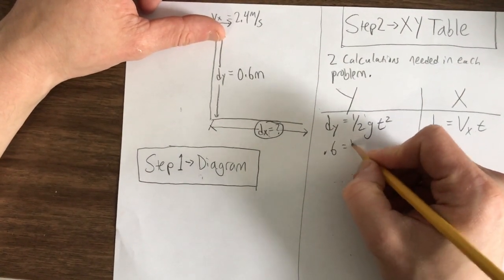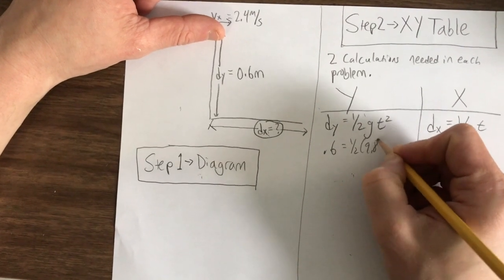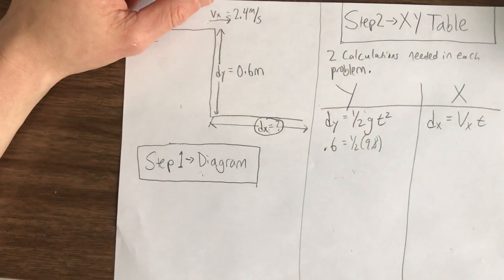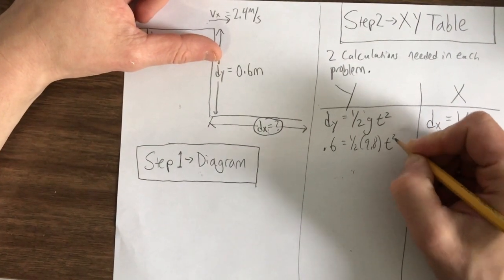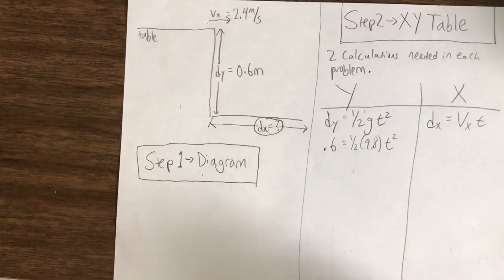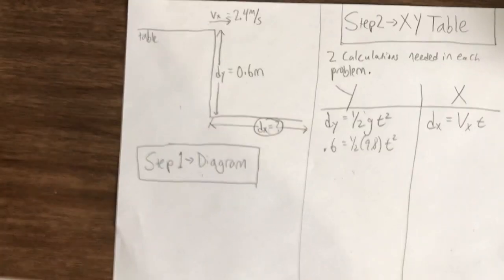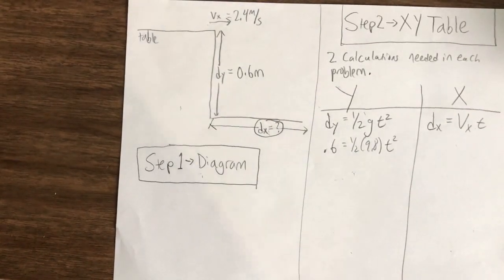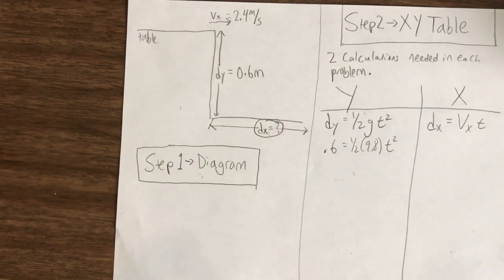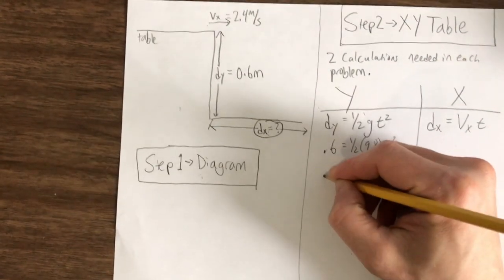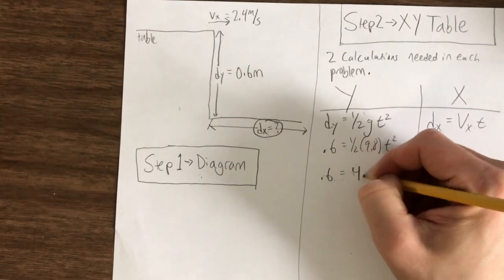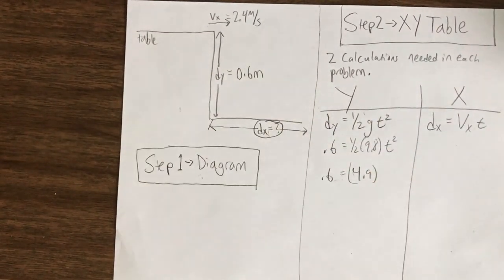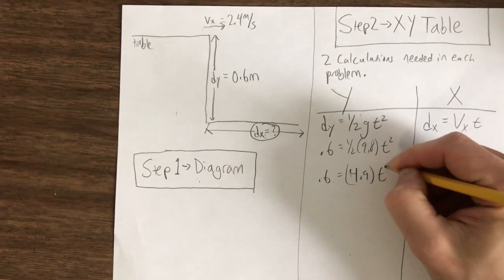Well, we see dy, we could plug that in as 0.6. A half, g is always 9.8. All right, and then we have t squared. I might need a bit of a calculator here. Use my computer. So what's our first step? Well, we could take the half and the 9.8 and multiply those together. We get 4.9 t squared.